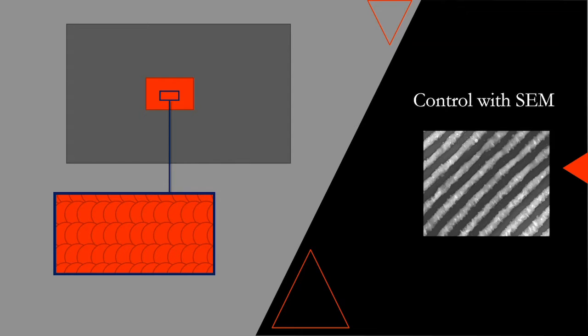Then, in order to check if we have obtained the wanted structure, we can use a scanning electron microscope, which we'll call SEM. One of the goals of our project is to improve the program that controls the scanning and the way the surface is characterized.